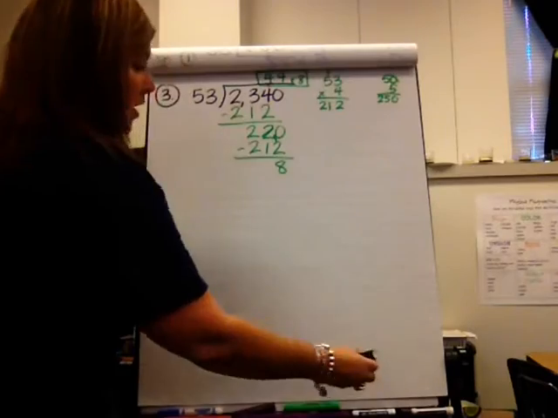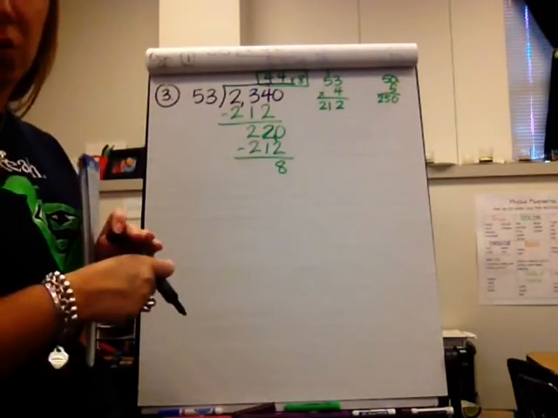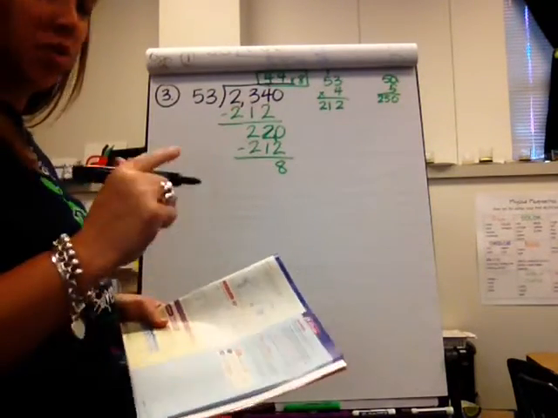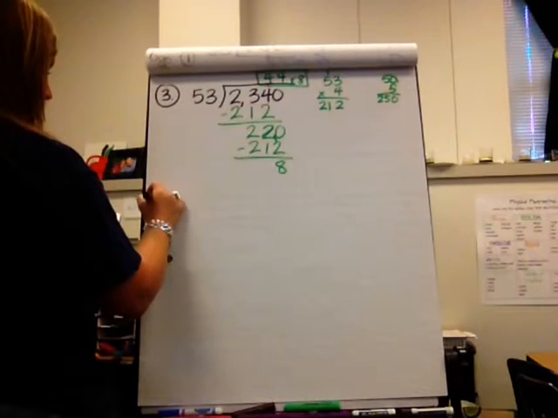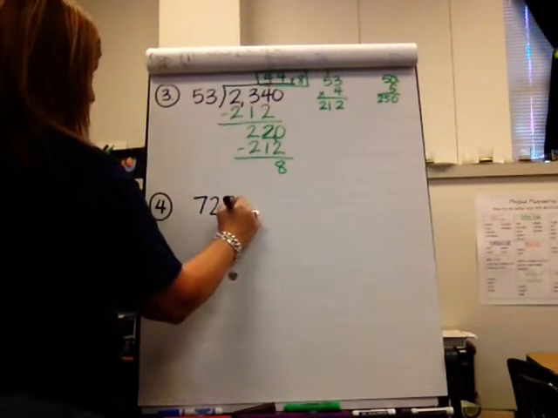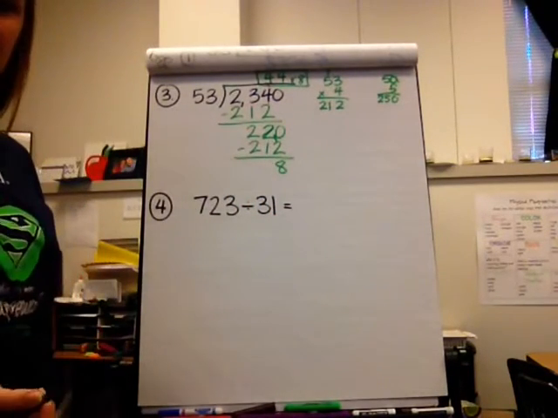Okay? I'd like for you to try number 4 by yourself. So go ahead and press pause. I'd like for you to do number 4 by yourself. All right, so I'm going to do number 4. Number 4 is 723 divided by 31. Can't do a division problem like that.